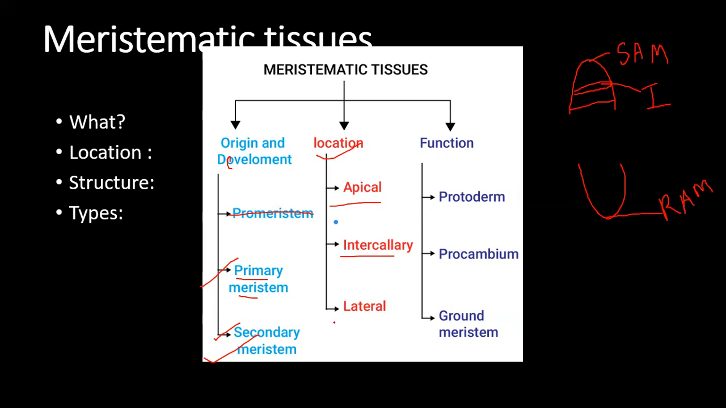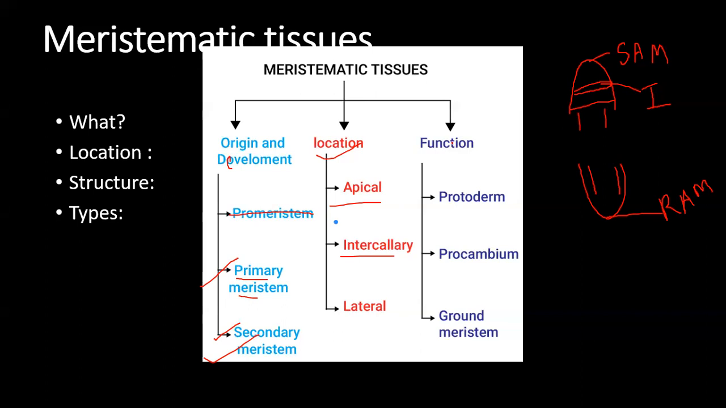Next one, that is lateral. If the meristematic tissues are present at the lateral side of the plant body, whether in the root or the stem, then we call it a lateral meristem. Usually, these lateral meristems are secondary meristems. So when the plant wants to increase its girth, to become thicker, this lateral meristem becomes active and starts dividing, and the plant body increases its size, girth or diameter wise.